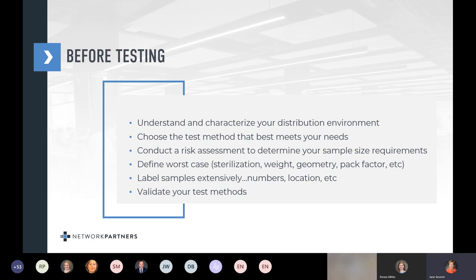Validate your test methods. It's no longer the case that you can adopt a standard and call it validated. You must validate your own test methods.